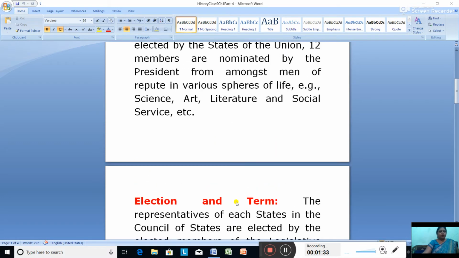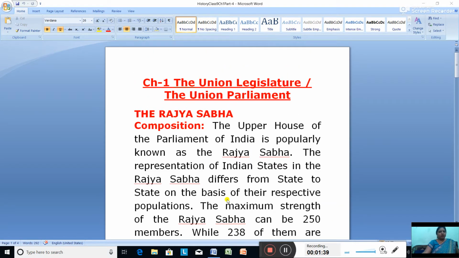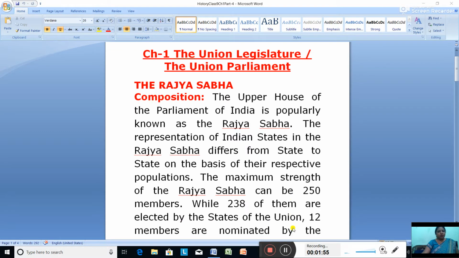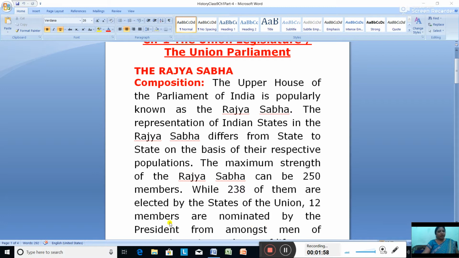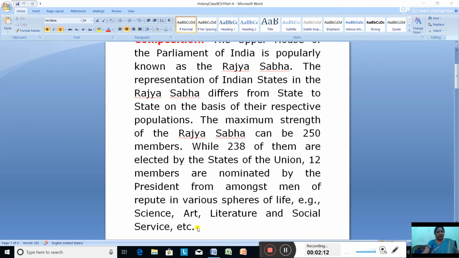So here I'm making it clear for you that if in the exam a question comes on the composition of the Rajya Sabha, these points should be written in order. First, you will mention the maximum strength of the Rajya Sabha, which can be 250 members. Then out of 250 members, 238 are elected by the states of the union. 12 are nominated by the president, and these nominated people are excellent in their different fields like science, art, literature, social service.